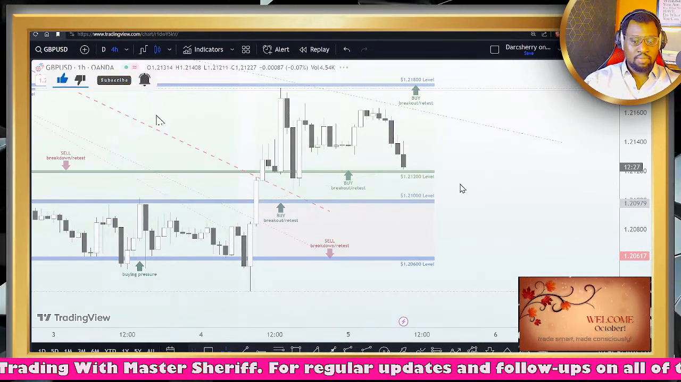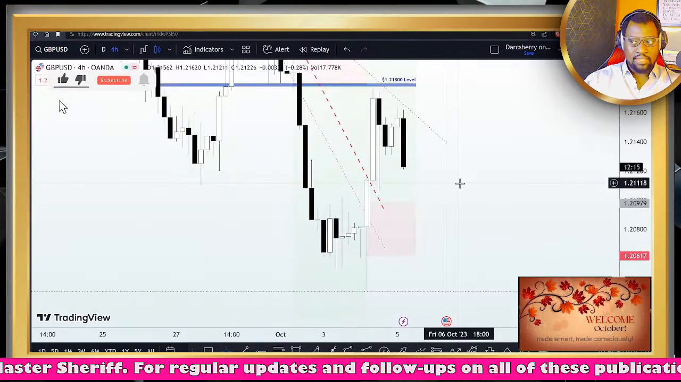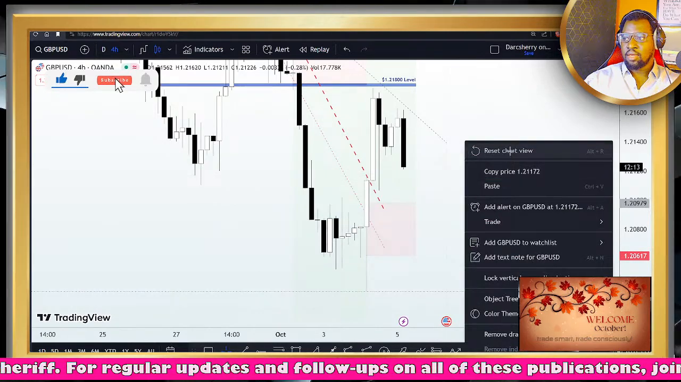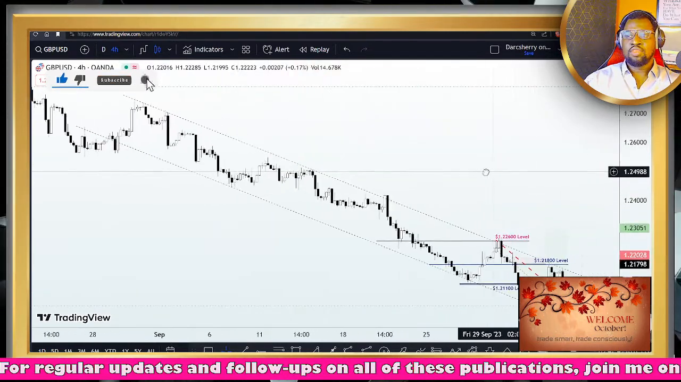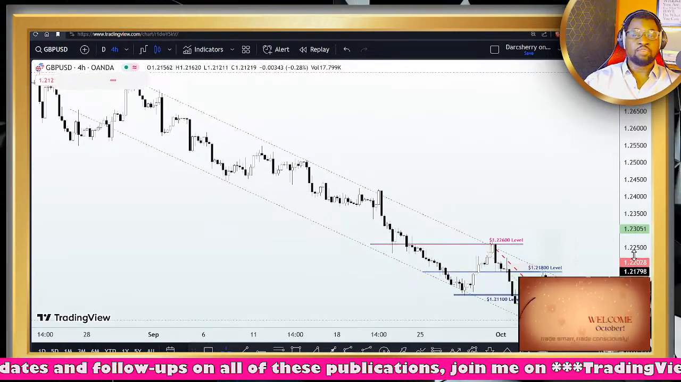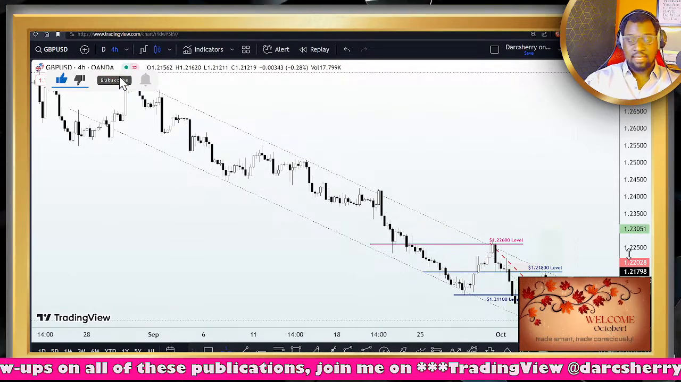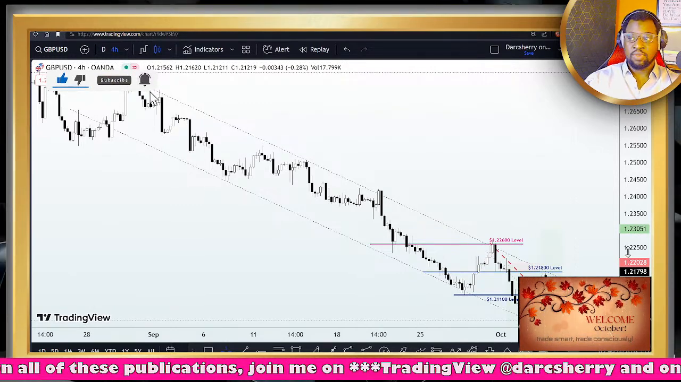So I'm trying to load up my chart on the 4 hours time frame, and it is taking quite some time to load up. Okay, here we go. Now, on the 4 hours time frame, for those who had watched my video on the GBP USD, where I did a top-down analysis on this asset, the link is right in the description box below.